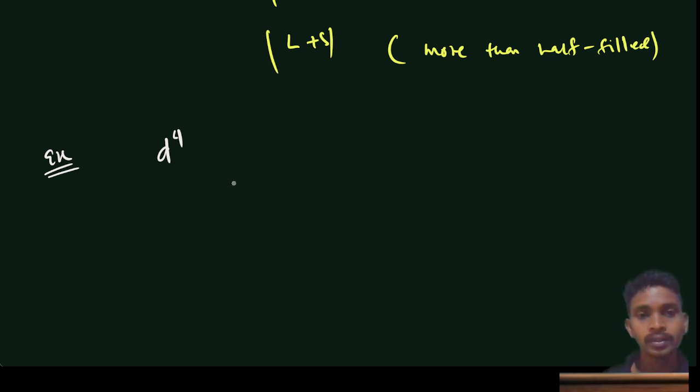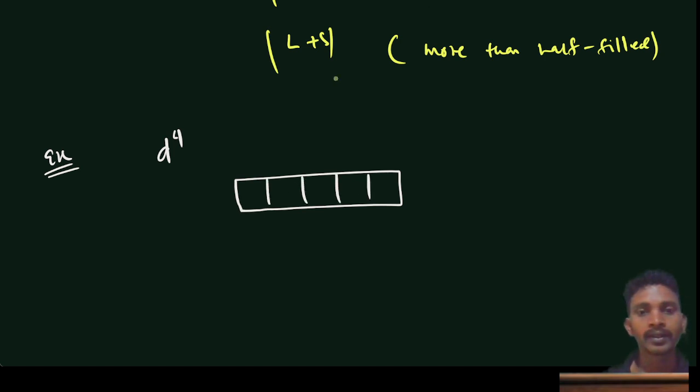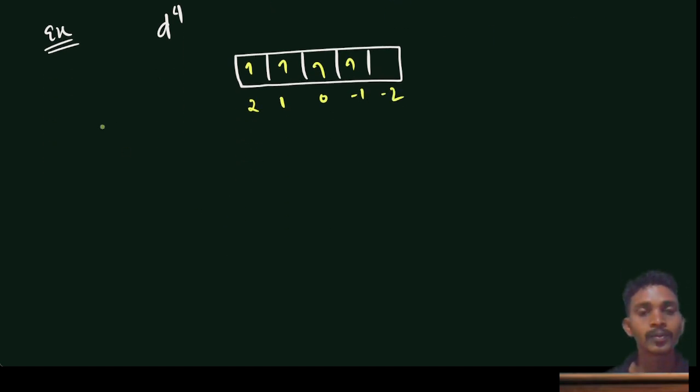We will draw the orbitals 1 2 3 4 5 and fill in the electrons: 1 2 3 4. Now what are these values? This is 2, this is 1, this is 0, this is -1, this is -2. Then we'll calculate from that.